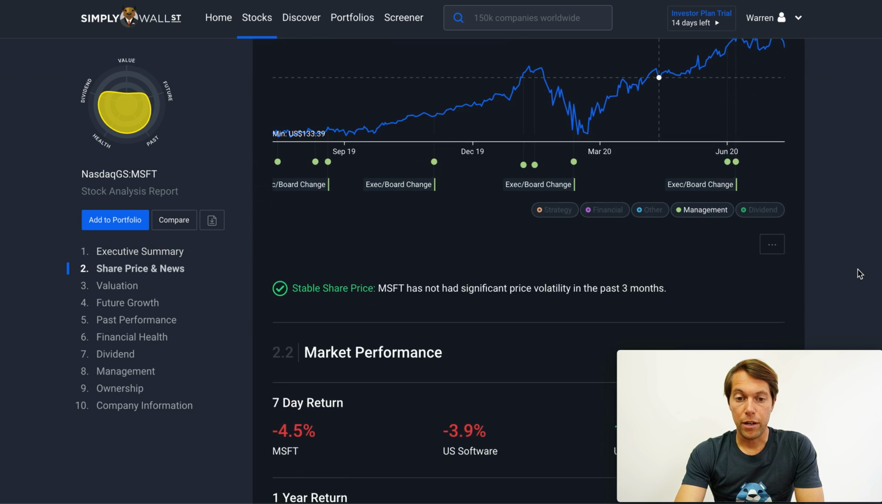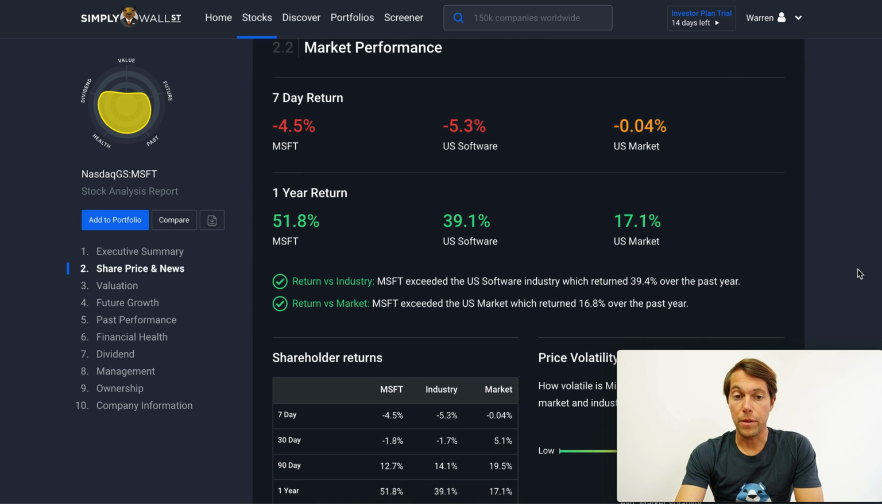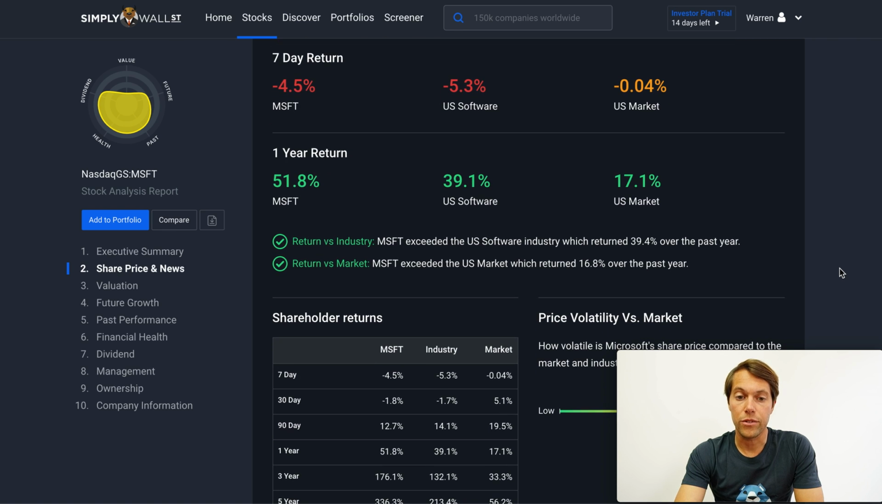Now below the share price, we have market performance. This is just looking at the share price return versus things like the industry that the company is in and the market. In this case, Microsoft is primarily a software company, so we're comparing it to the software industry.